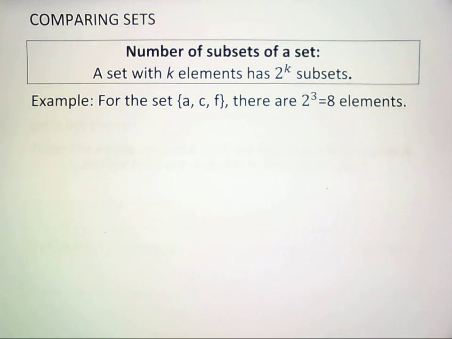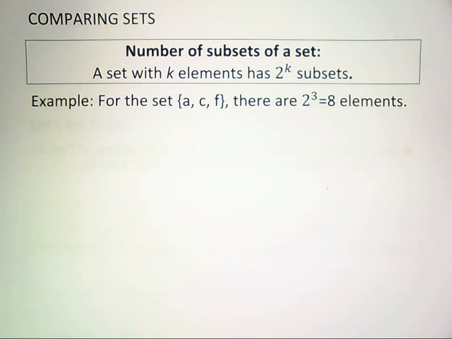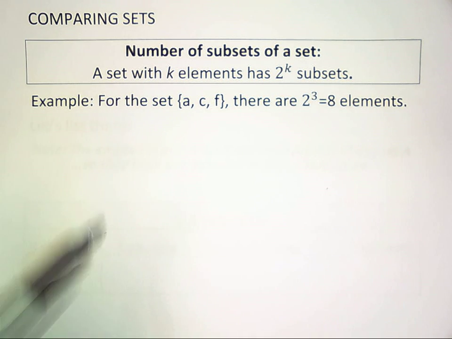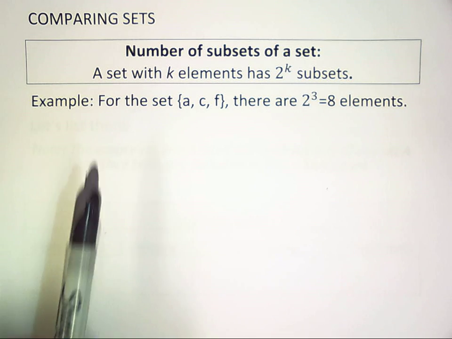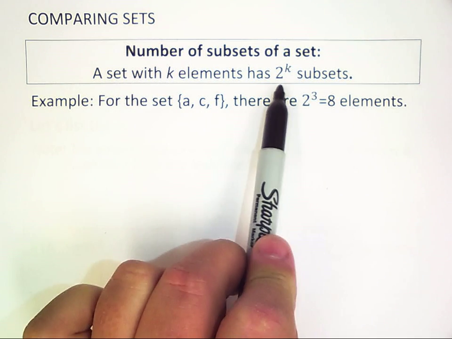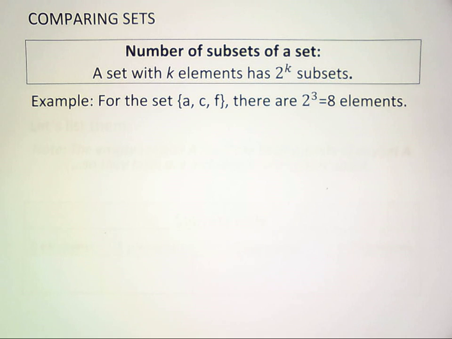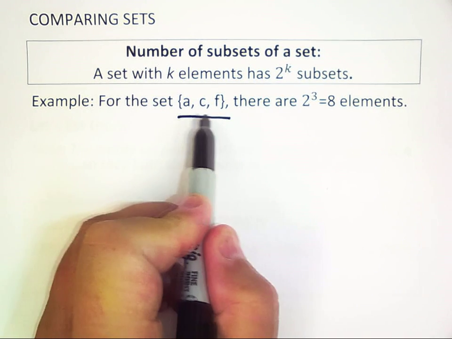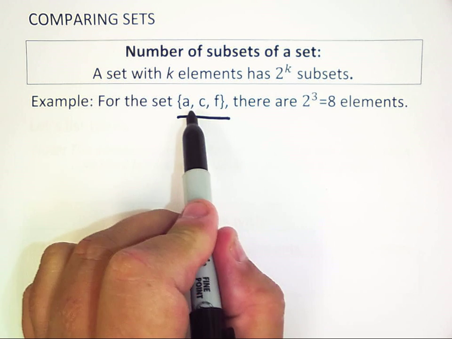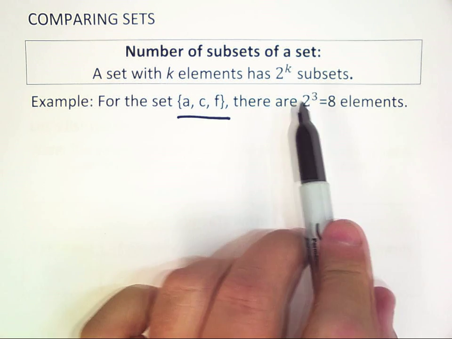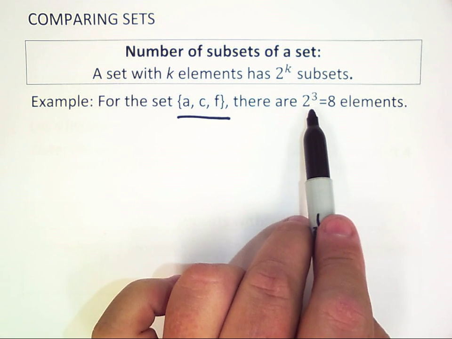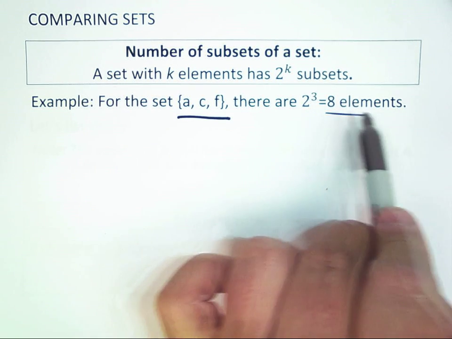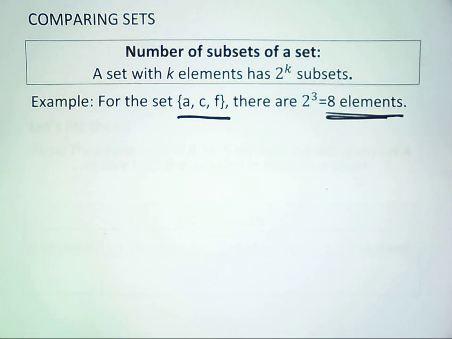Moving along, we can also ask the question, how many subsets can a set possibly have? And I'll just go ahead and give you the answer. A set that has k elements has 2 to the power of k subsets. For example, if I took the set containing the 3 elements A, C, and F, the number of elements is 3. You take 2 to the power of 3, that's 2 times 2 times 2, there would be 8 subsets. So that's the way you tell how many subsets you have.